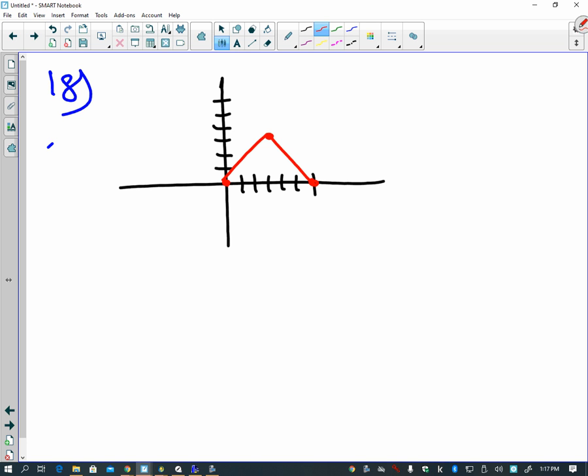Okay, so what I've got here is a triangle. This coordinate here is 1, 2, 3, 1, 2, 3. We'll say 3, 3. This coordinate down here is 1, 2, 3, 4, 5, 6, so it's 6, 0. Those 2 points determine our triangle with respect to the origin.